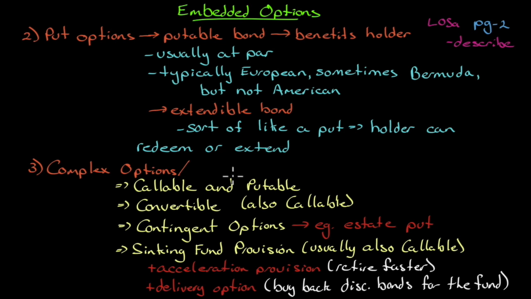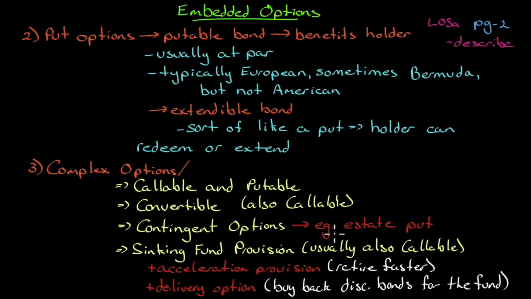And finally, you have bonds with complex options. We've just covered basic call and basic put. You can have a bond that has both callable and puttable. You can have convertible, and we'll look at convertible later on in this reading as well. Convertible bonds typically are also callable bonds, so that they can force conversion. It's usually embedded in something called a force conversion clause: if the price is at a certain level for a number of days, the company can call the bond at a penalty rate, thereby forcing the holders to convert.